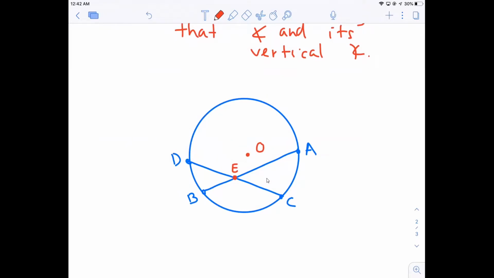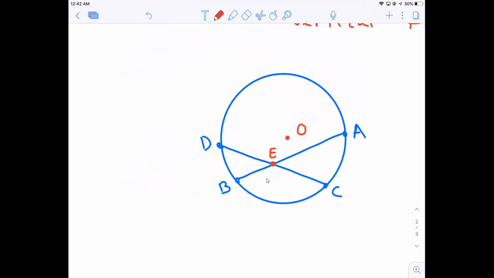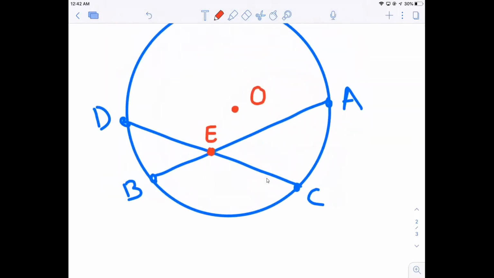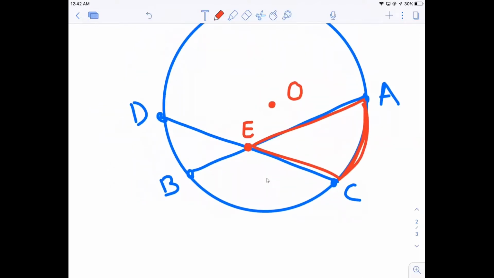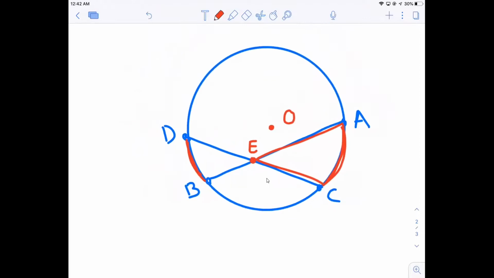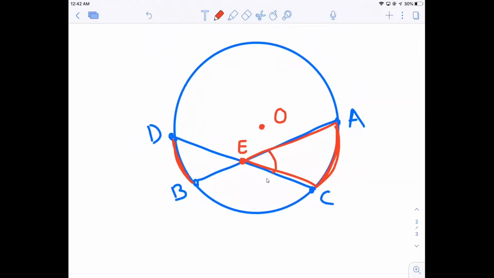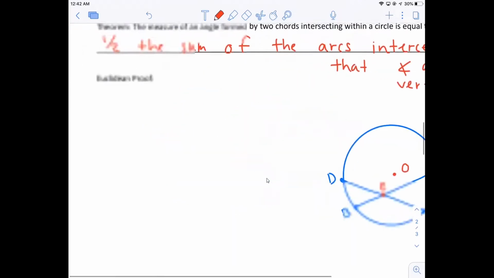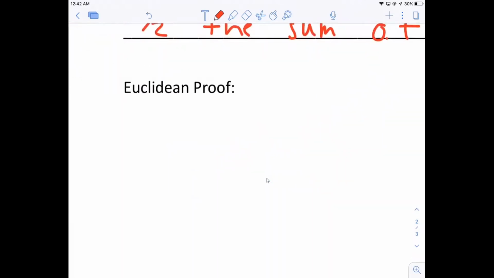And we're trying to prove the measure of one of these angles here. For example, like AEC, that's going to be half the sum of the measure of arc AC plus the measure of arc DB, right? Divided by 2 is going to give us the measure of that angle. So there's my setup. There's my given.